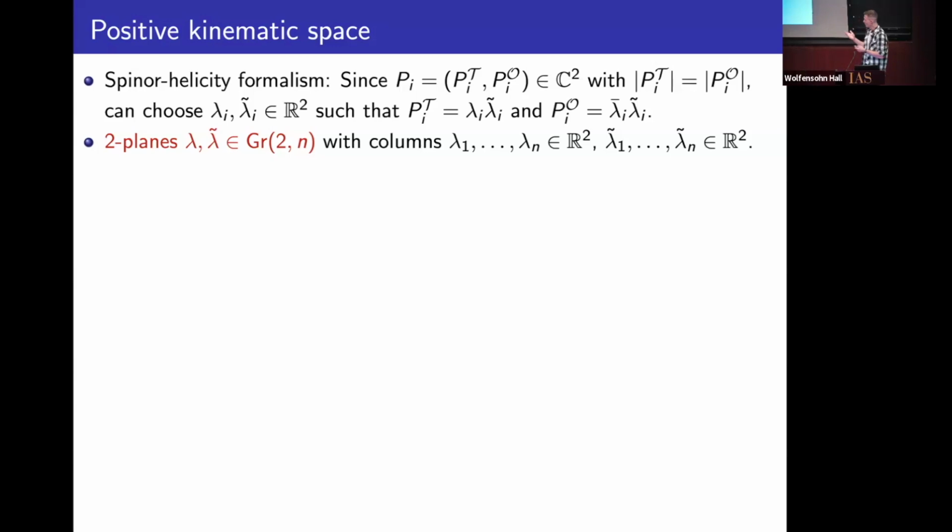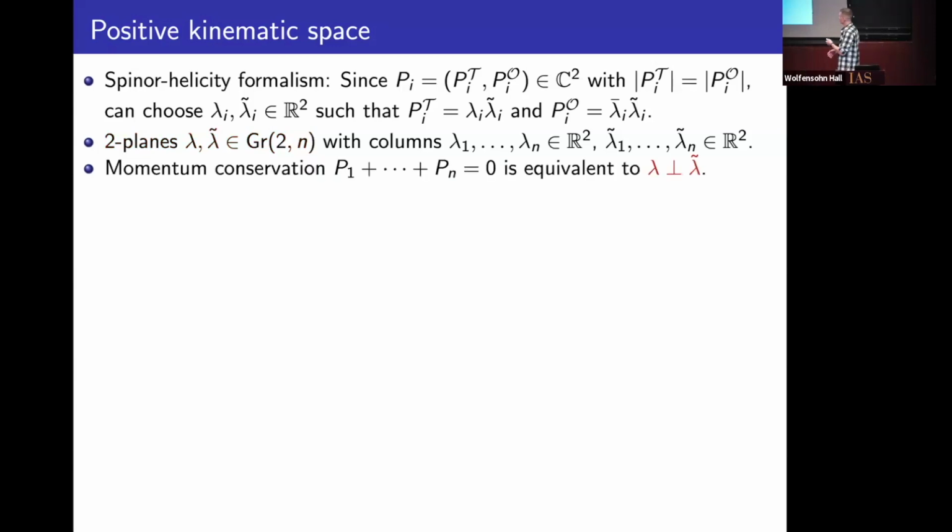So your input is now a pair of two-dimensional planes, and the momentum conservation, if you write it in this way, is just going to say that the two planes have to be orthogonal to each other. If you really go through this construction, your input is a pair of perpendicular two-dimensional planes in R n.